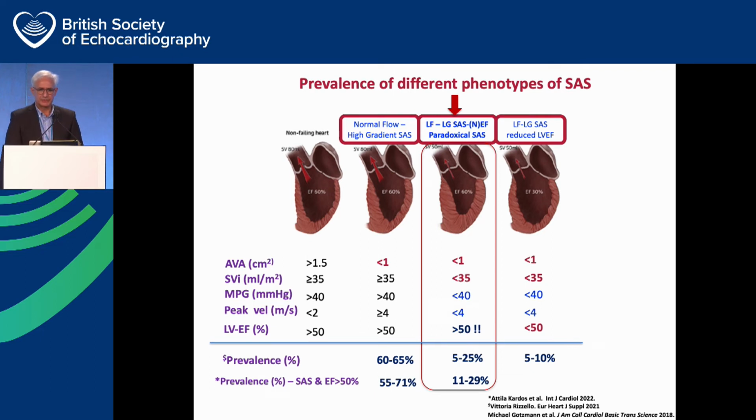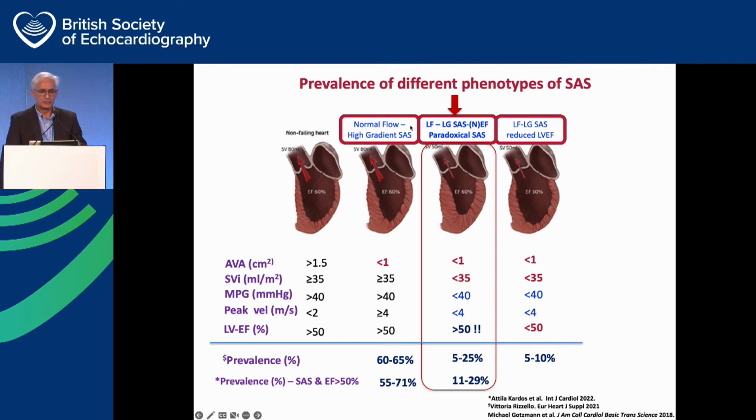So what's the prevalence of this phenotype? Now, I've borrowed some of the images from a published paper. All the three phenotypes that we are talking about, and you have heard some of my colleagues talking about the low flow, low gradient severe valve stenosis with reduced ejection fraction, which I will take out from there because that's not a topic of discussion for me today.